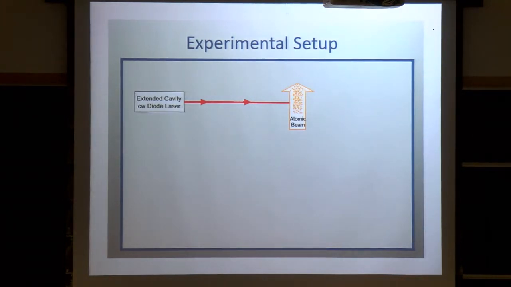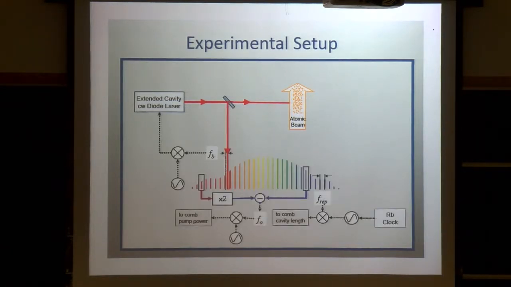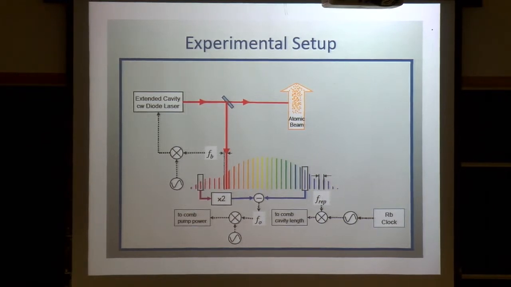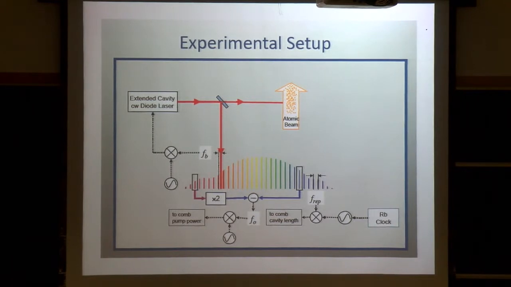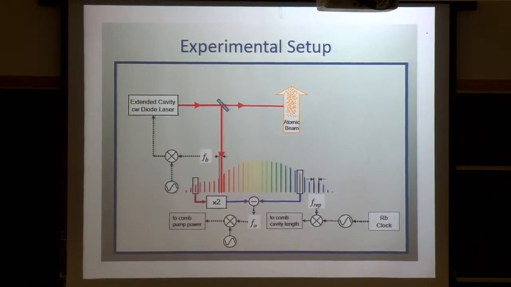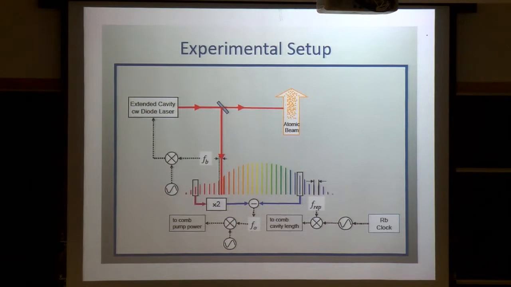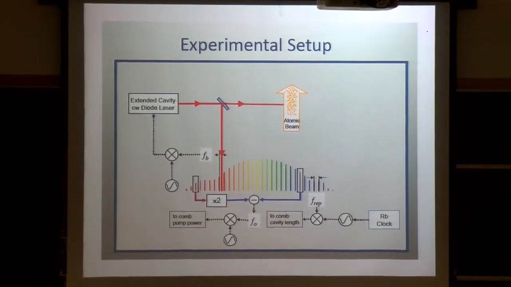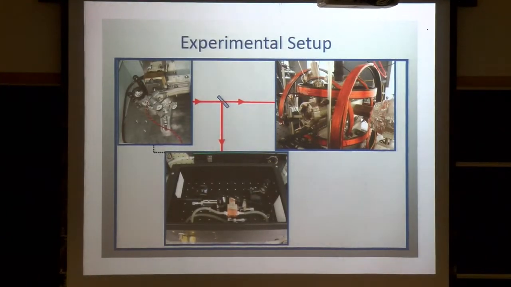So our experimental setup, we use an atomic beam source from a lithium oven, which we then excite with a diode laser. This diode laser is then referenced to our frequency comb, which we use to measure the frequency of the laser. Each microwave frequency of the comb is referenced to the clock, and this allows us to stabilize the comb to the clock and then the laser to the comb, giving us our stabilization.